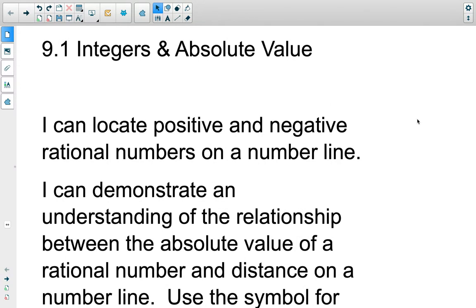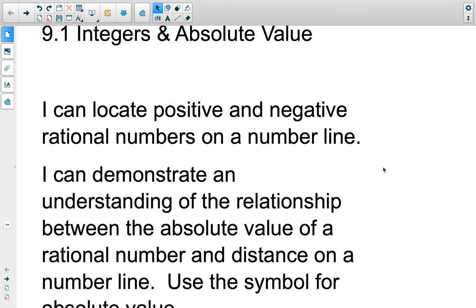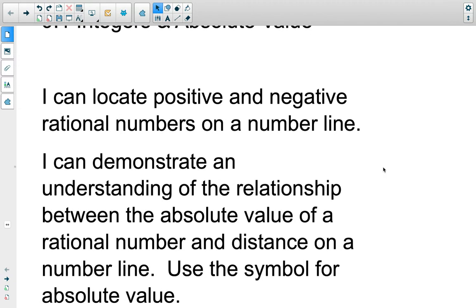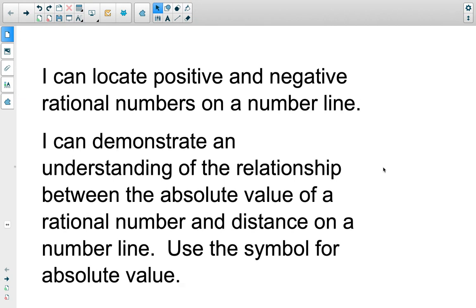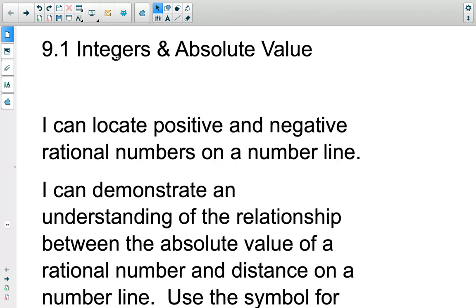Our goal for today is to locate positive and negative rational numbers on a number line, demonstrate an understanding of the relationship between absolute value of a rational number and the distance on a number line, and use the correct symbol for absolute value. Make sure you write 9.1 on your next clean page of your notebook, and if you ever need to pause the video along the way, feel free to do so and then rejoin.